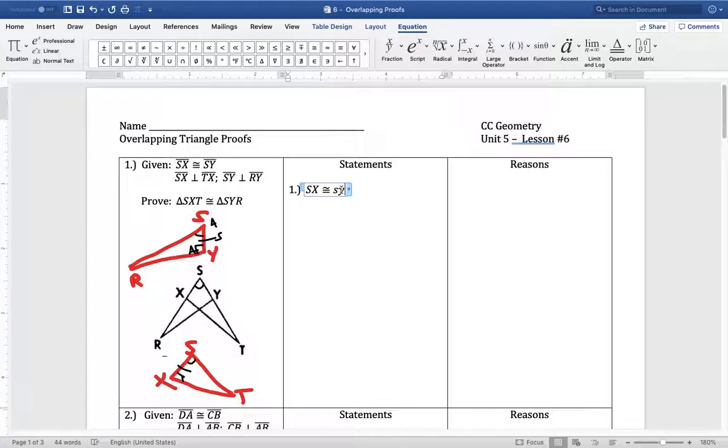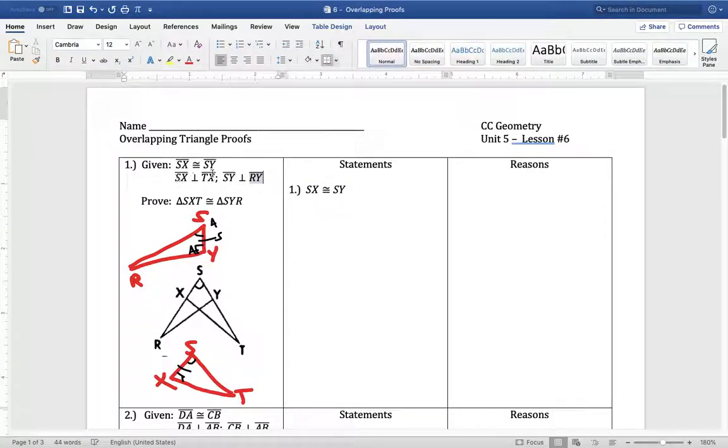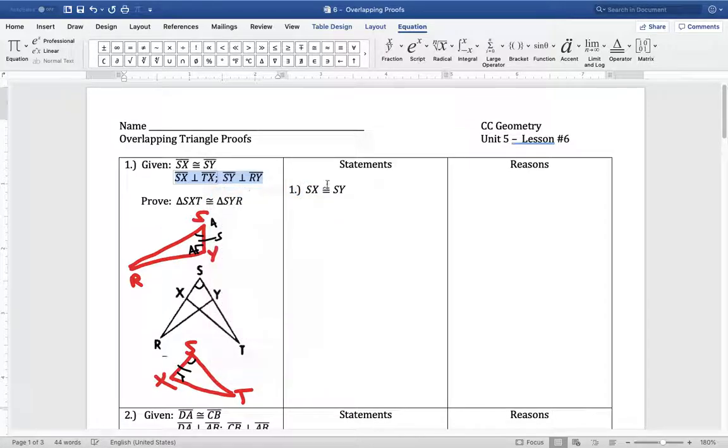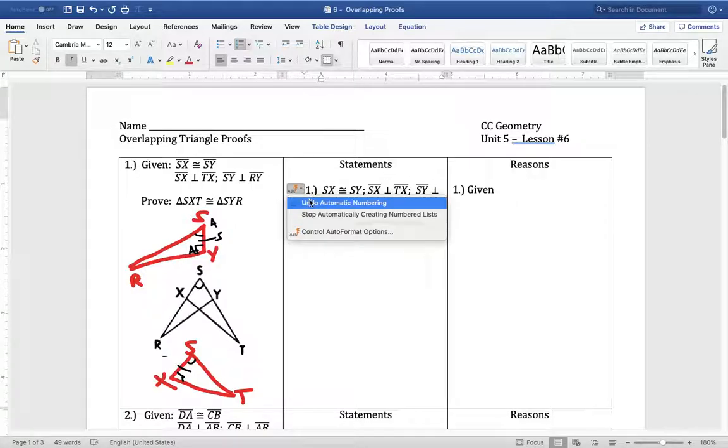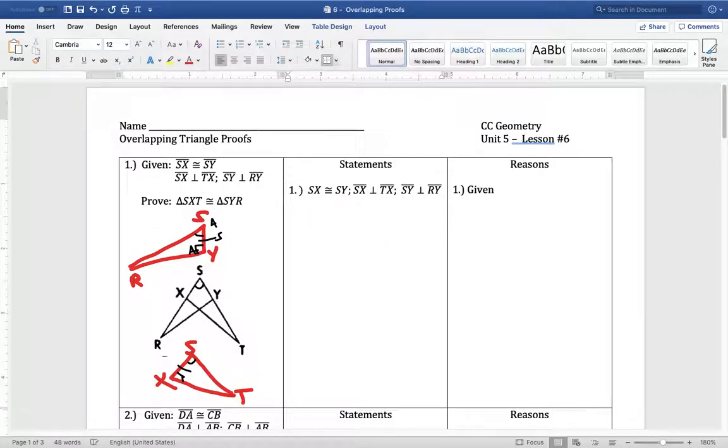So you're going to write this stuff in, and to kind of speed things up, I am literally just going to copy this and paste it in there. So these are the givens. And there we go. We have given. This will speed up in a minute. So the next thing we're going to have here, after we have our givens, is, well, we can pick any of these parts that we labeled. So SX congruent to SY is already there.